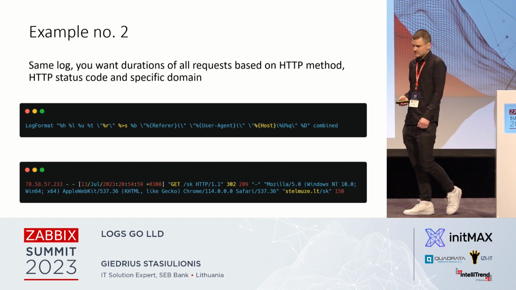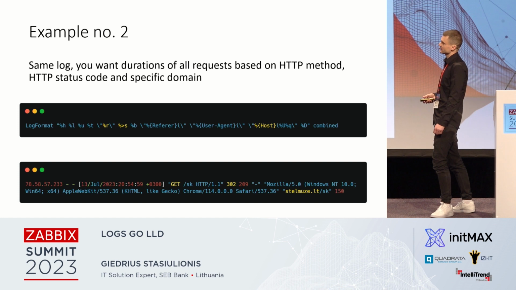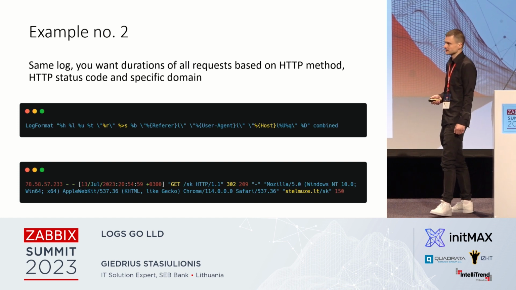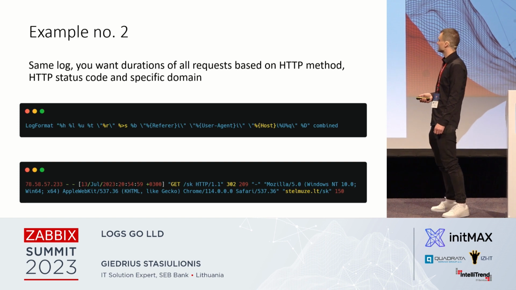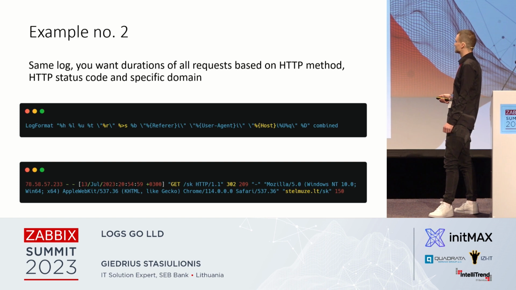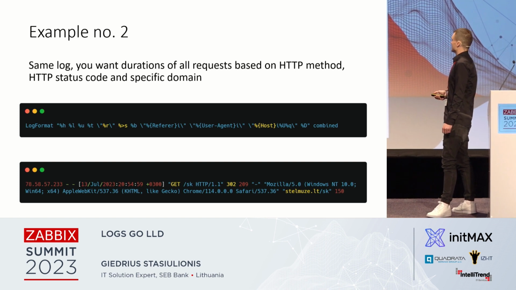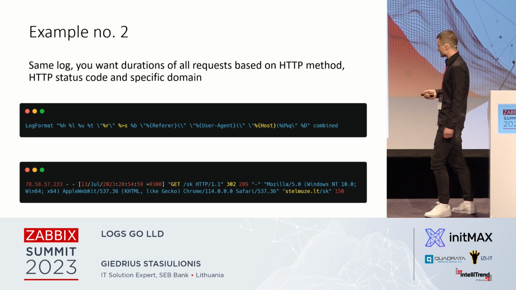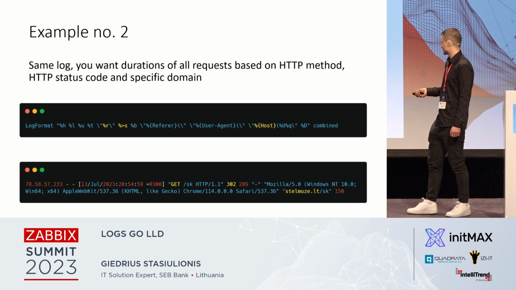Let's take a more complex example. The example will be more complex in a way that it will have not a single capturing group, but 3 capturing groups, because in this example you want to analyze the durations of the requests, but this time grouped not only by HTTP status code, but by HTTP method as well, by HTTP status code, and by specific domain. So again, highlighted parts.